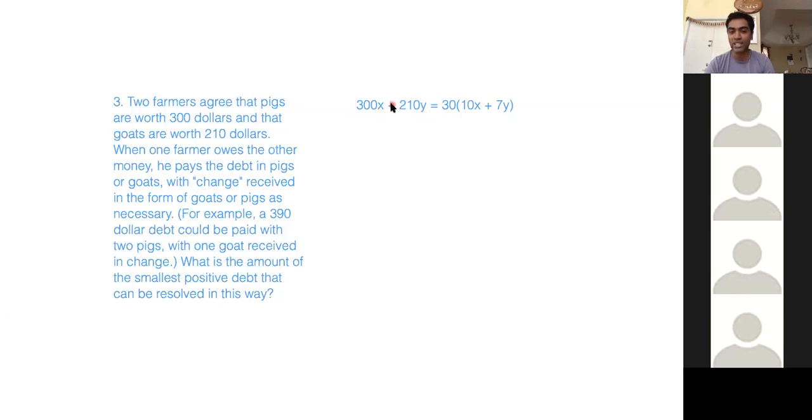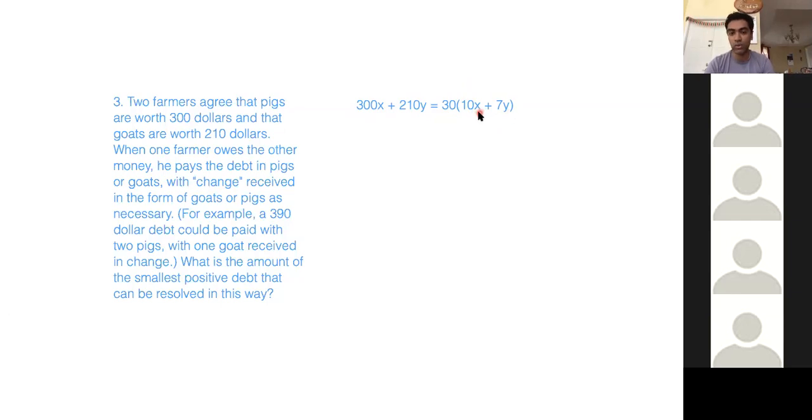Now, if we factor out the 30, 10x plus 7y is the inside. The smallest I can make this, if x and y are integers, and of course I can only have a full pig or a full goat, so these have to be integers, this thing will be an integer. The smallest value I can make this is 1. If I make it 0, that's just an equal trade. So to make a positive debt, this term has to be at least 1. And I could do this, right?